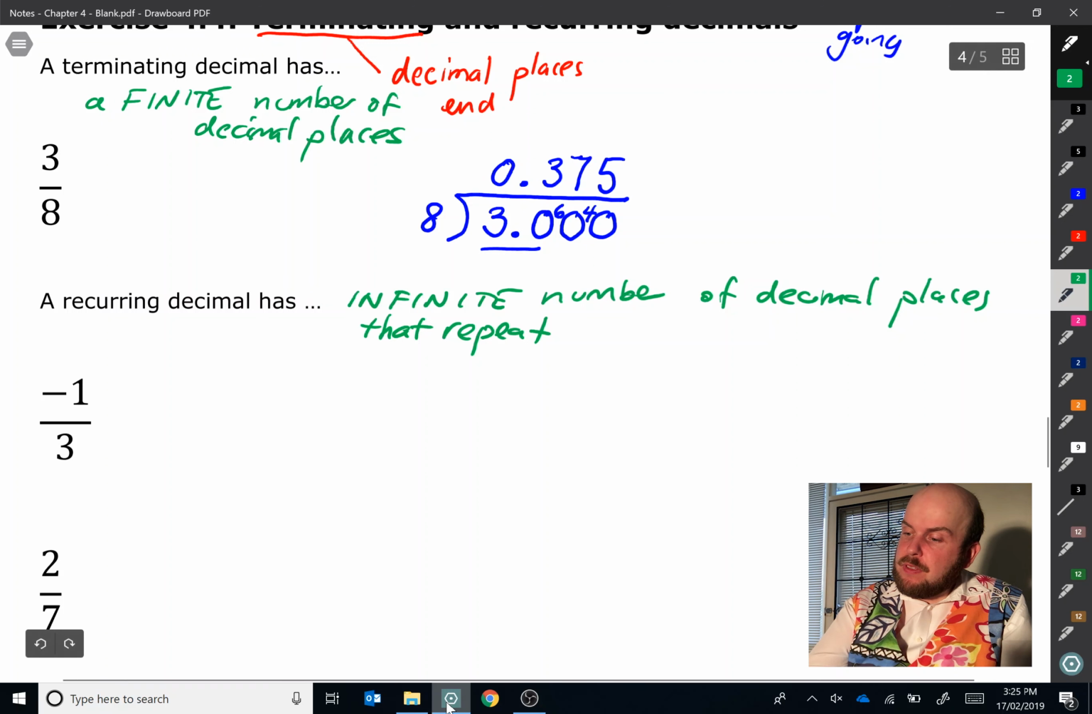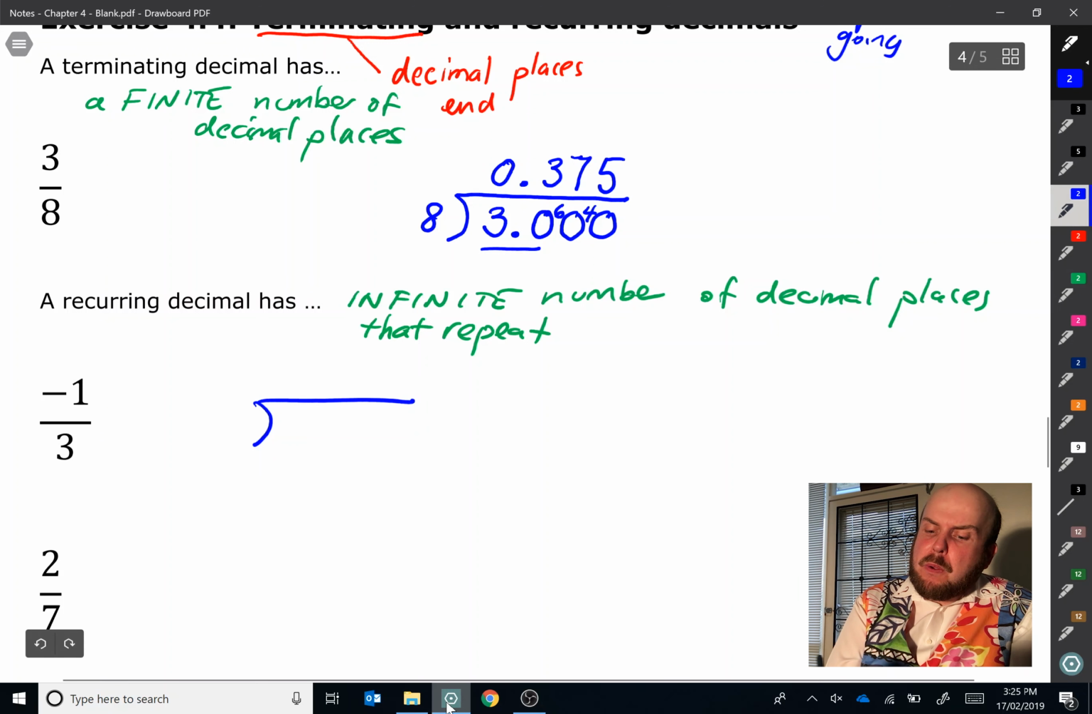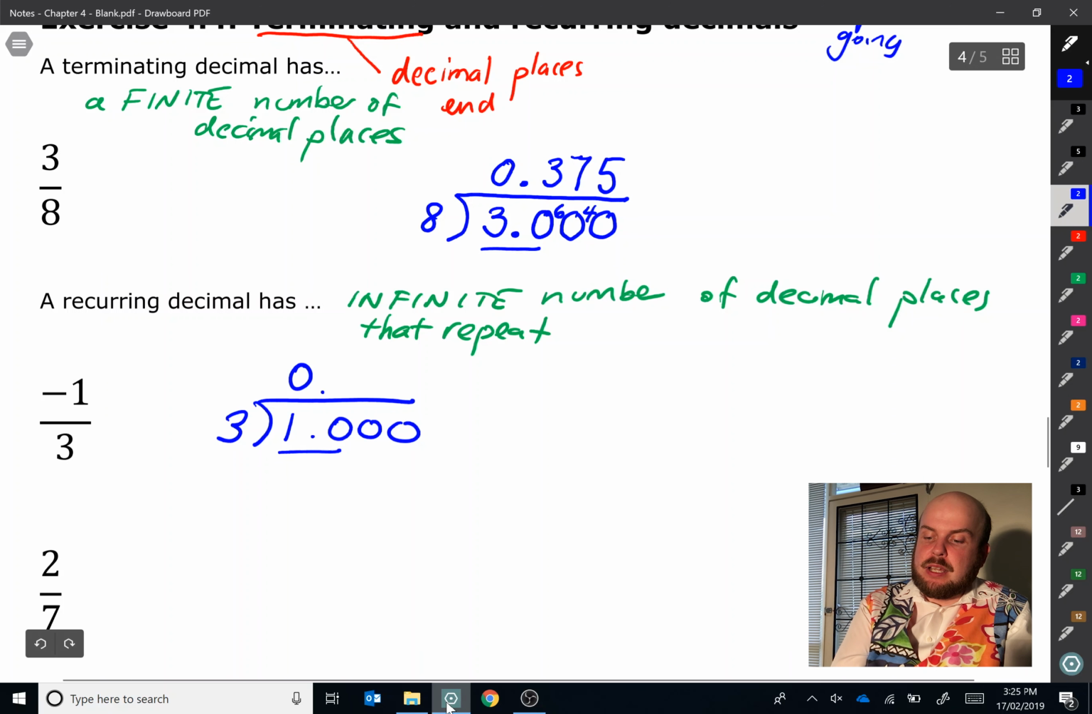So, negative a third. If we want to describe this, I'm going to do the same thing. I'm going to leave the negative till last. We'll just deal with it as if it was a third. So 3 can't go into 1, so that's going to be a 0 there. 3 can go into 10 3 times, and 1 left over, and so on and so forth.